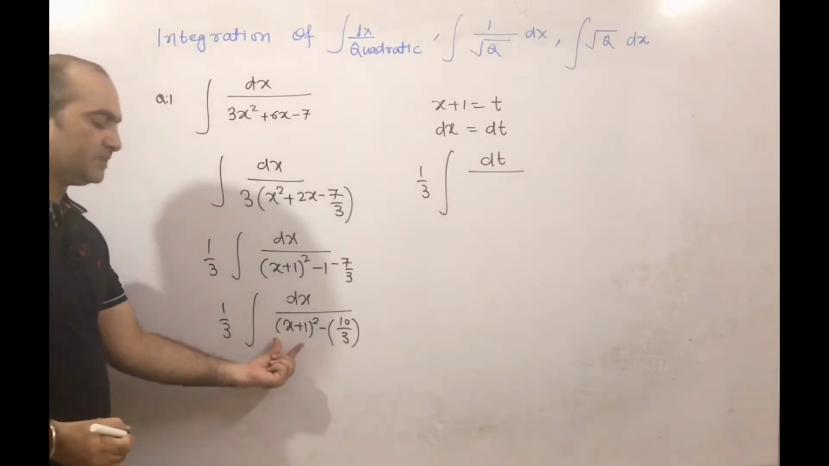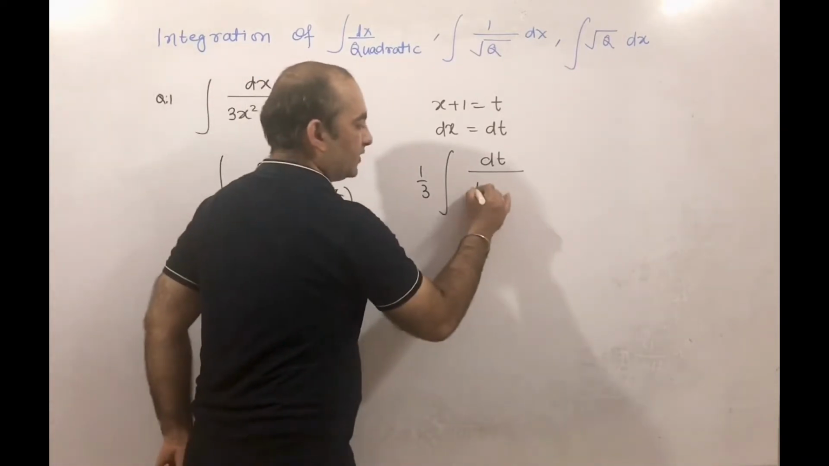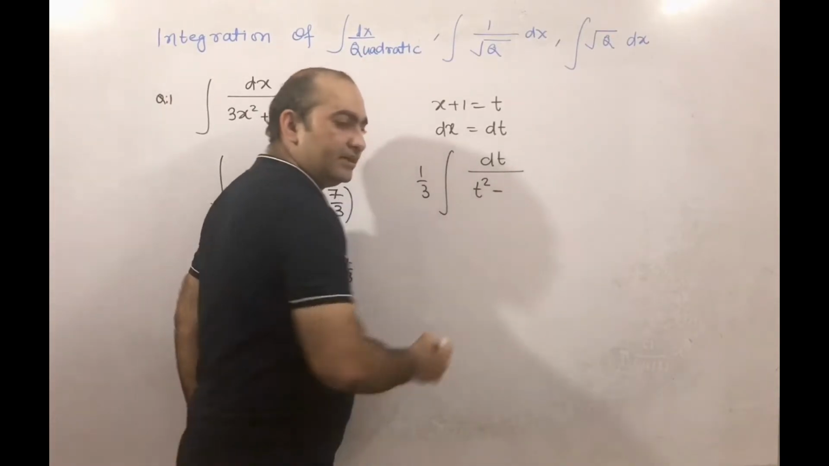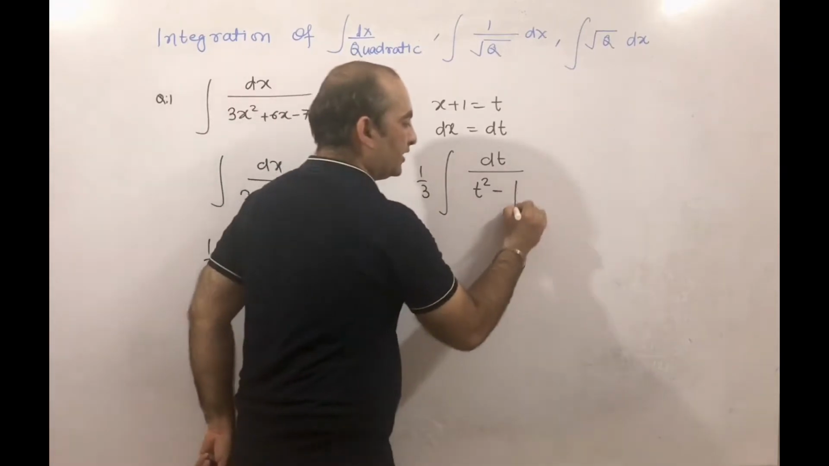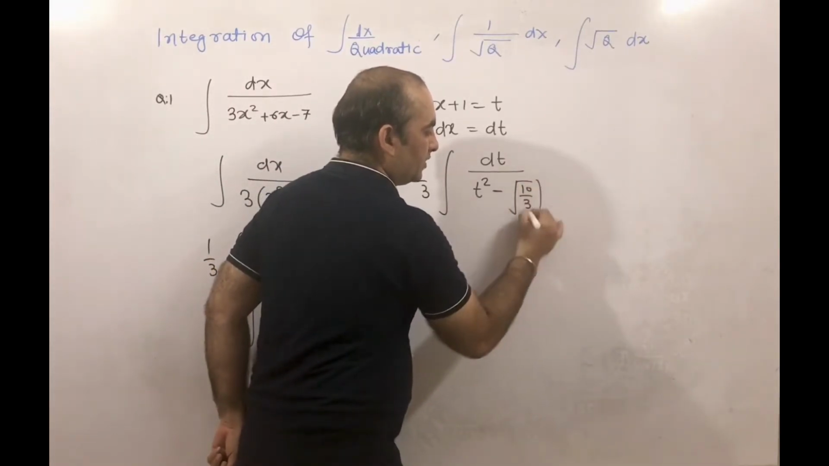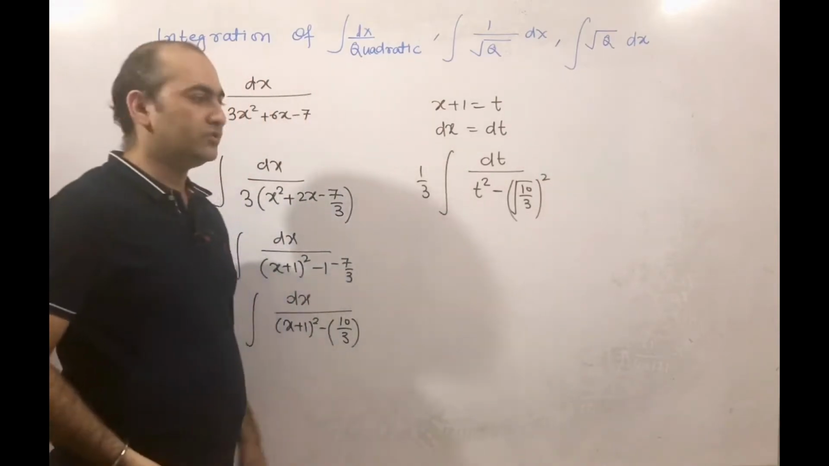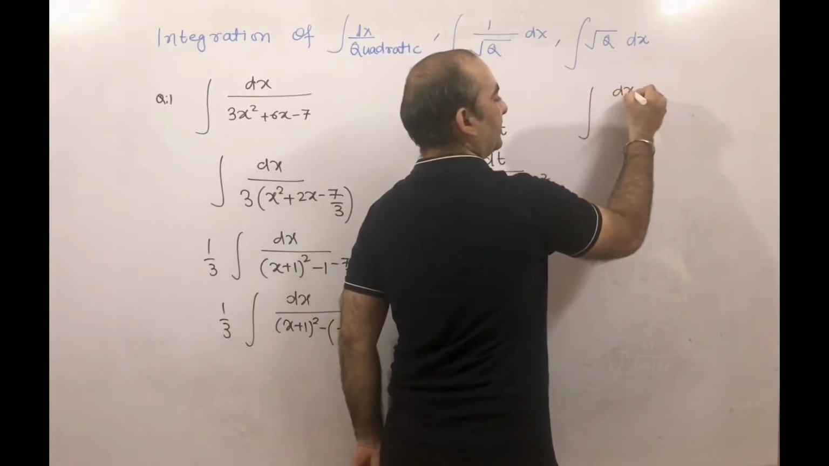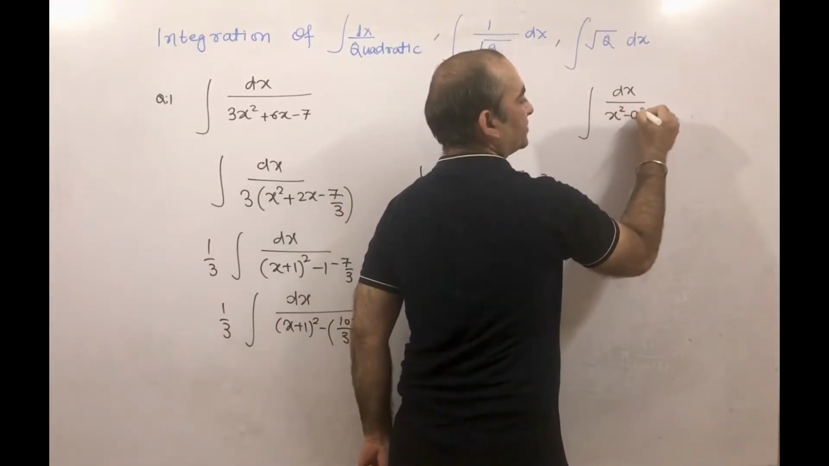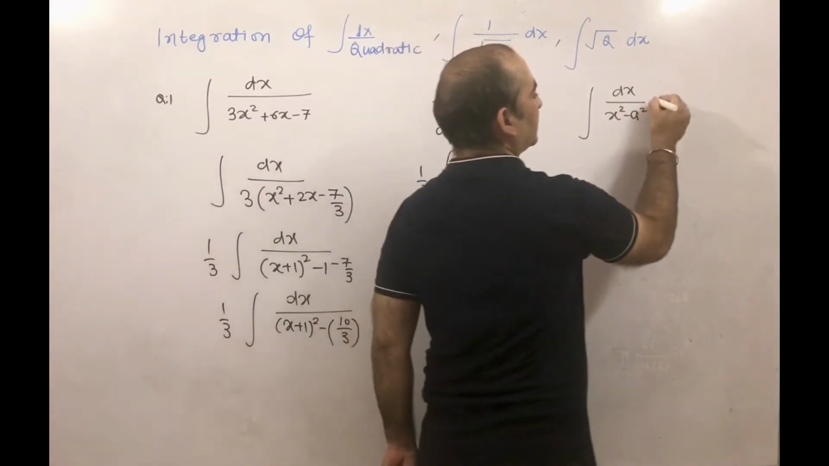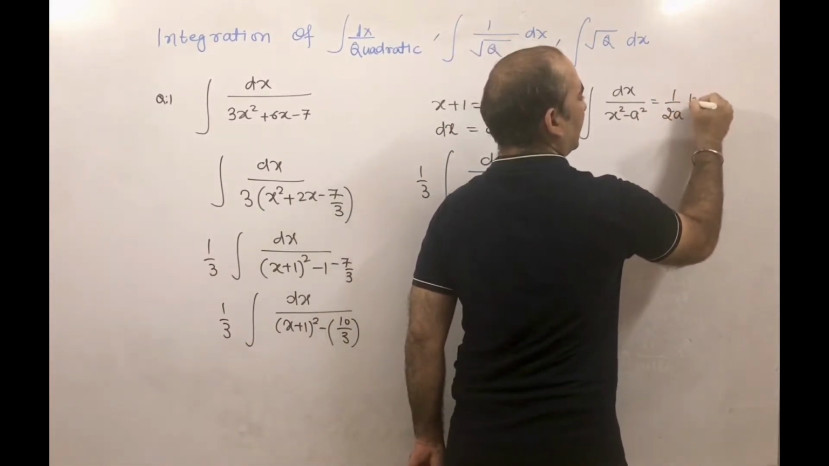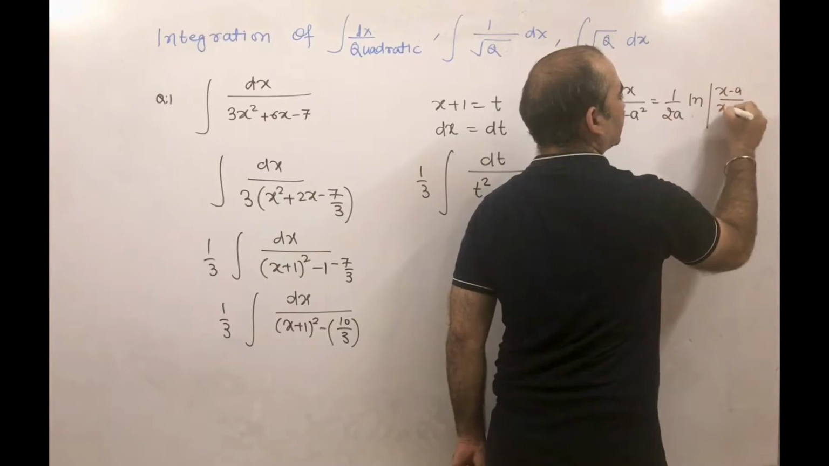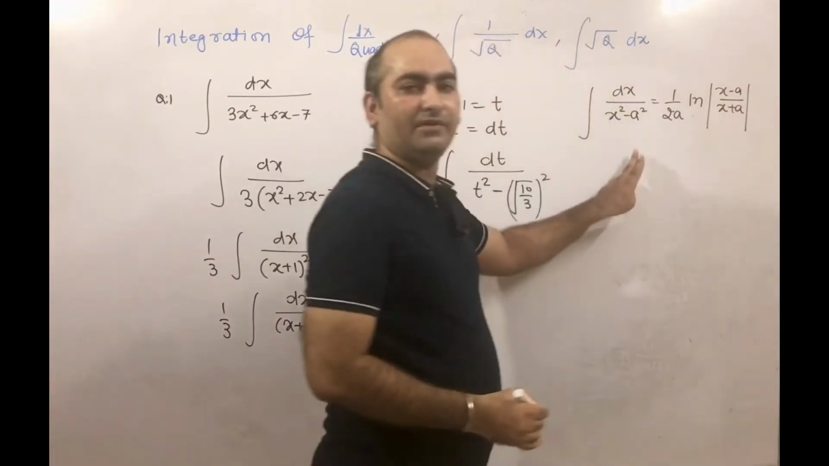Divided by, in place of x plus 1 we can write t, so t square, and minus 10 by 3. This minus 10 by 3 we can write as root over 10 by 3 whole square. So here we can apply a formula. Which formula? Integration of dx divided by x square minus a square. This comes out 1 by 2a ln modulus of x minus a divided by x plus a. So this formula we will apply here.